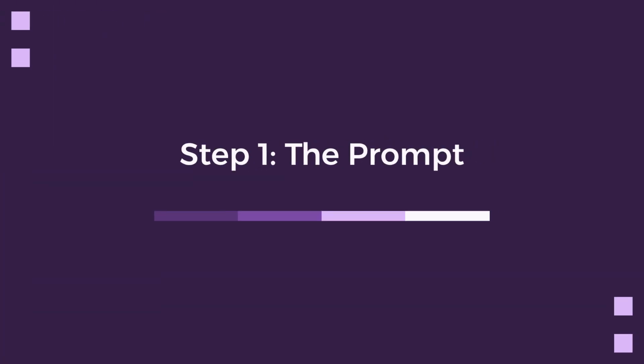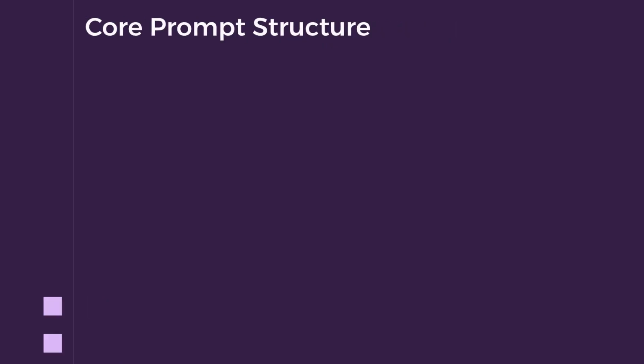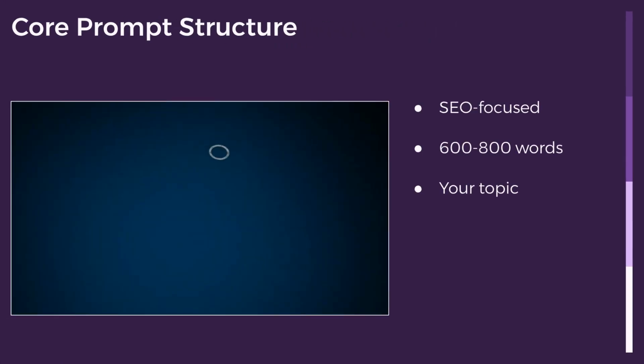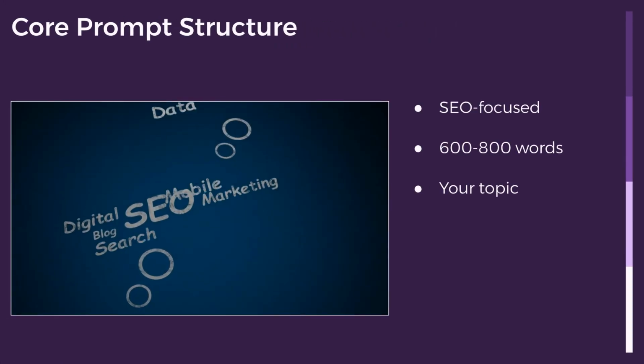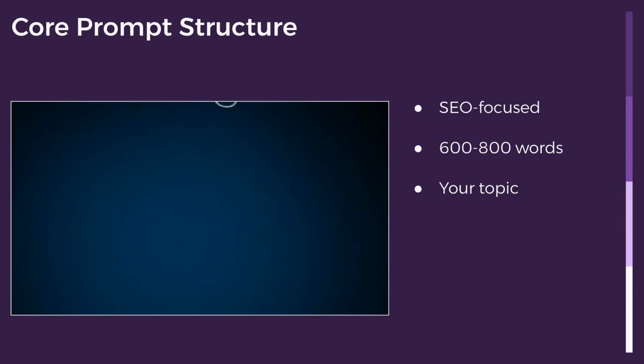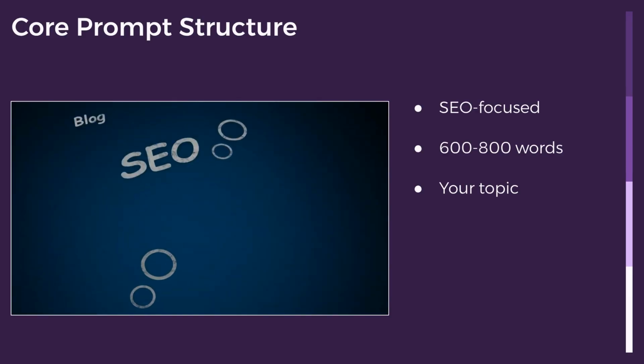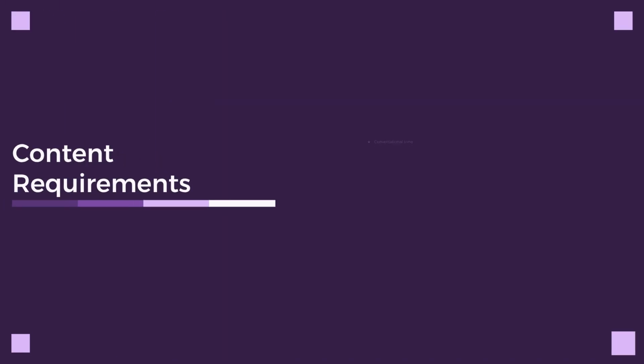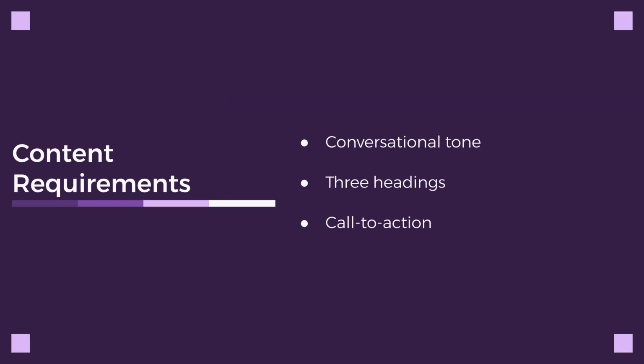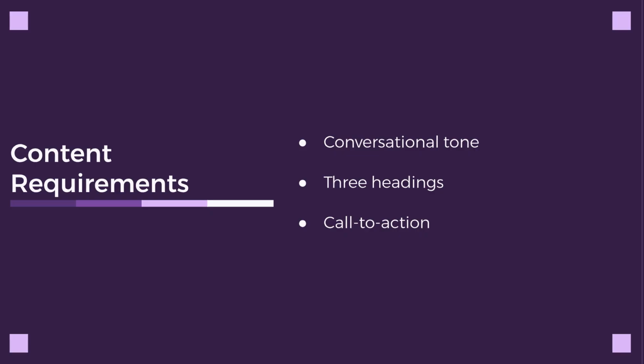Let's start with the AI writer prompt, because this is the brain of the entire system. Getting this right is crucial for high-quality content. Use this prompt. You are an SEO-focused blog writer. Write a 600 to 800 word article optimized for the keyword, your topic. Ensure your prompt includes a conversational tone, short paragraphs, 3 headings, bullet points, and a call to action at the end. Save this prompt so you can easily copy it into Zapier.